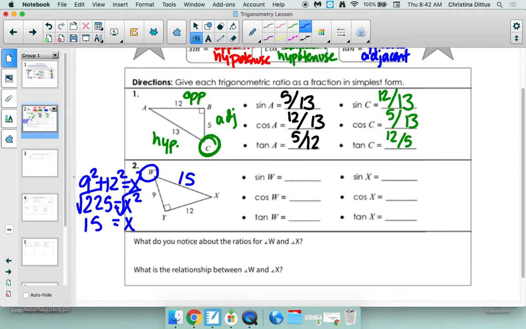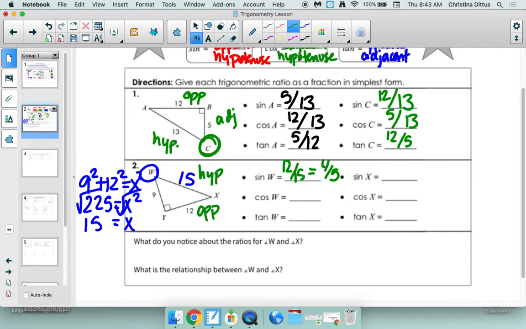Alright. So from W's point of view, to find sine, you said we need what over what? Opposite over hypotenuse. What's opposite W? 12. What's my hypotenuse? 15. So I'm going to take 12 over 15. Can I reduce that fraction? Yeah. 3 goes into both of them. How many times does 3 go into 12? How many times does 3 go into 15? So 4 over 5.